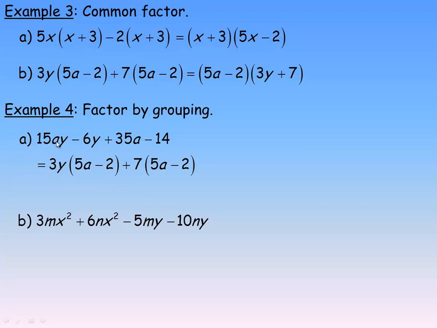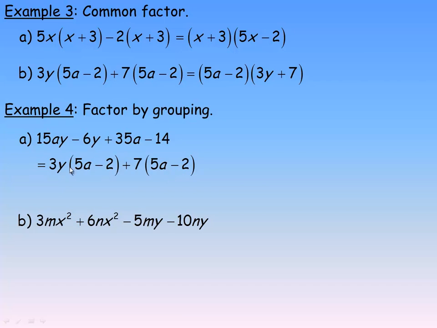If you divide 3y into 15ay, 15 divided by 3 is 5. ay divided by y, the y's divide out, so there's still an a here. And then negative 6y divided by 3y, negative 6 divided by 3 is negative 2, and the y's divide out. Now I'm only factoring the 3y out of the first 2 terms. Then you look at the last 2 terms and say, what can I factor out of those 2 terms? 35a and negative 14 both divide evenly by 7, so we can factor a 7 out of these. So 35a divided by 7 would be 5a, and negative 14 divided by 7 would be negative 2.